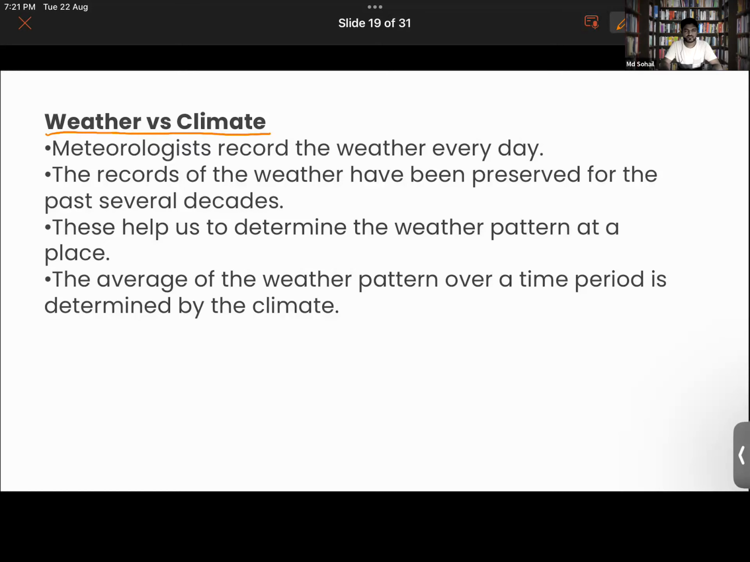And this weather is checked by the meteorology department of the government. Very good. And climate is the average pattern of weather of a place taken over a long time, almost like 25 years. And the factors are also different for climate.